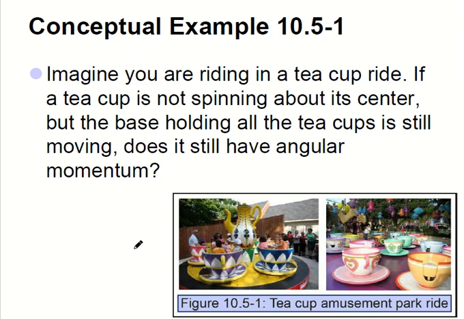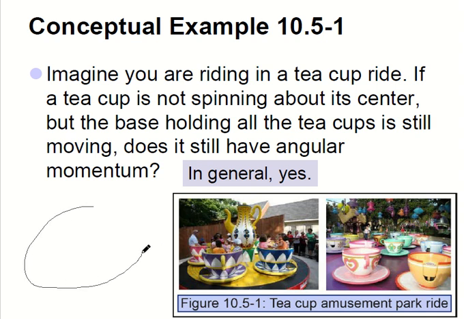So now we will go into, you're riding a teacup, right, in an amusement park. So here is a teacup and it's not spinning about its center. But the base here, that base is holding all the teacups and that is still moving. So does it still have angular momentum? You have to think about whether these teacups have angular momentum of their own when your base is attached to the teacups. It does have the angular momentum. That's because you're seeing the teacups like points in the rigid body system. The whole thing is your rigid body system. So each one of them is a single point.